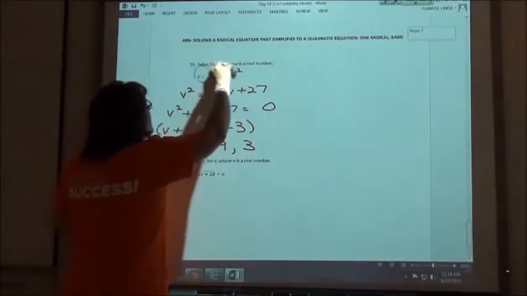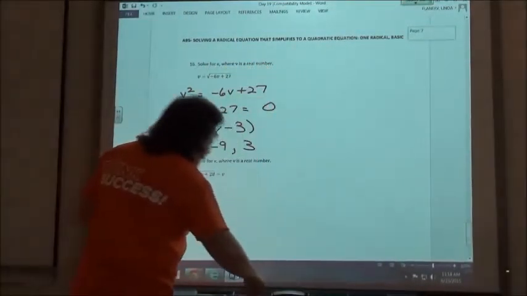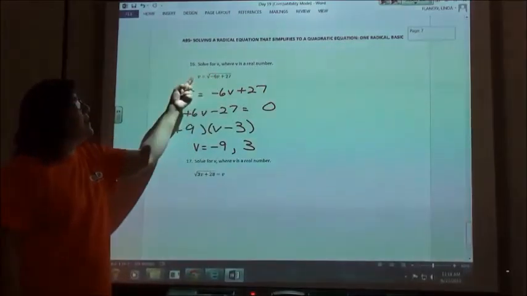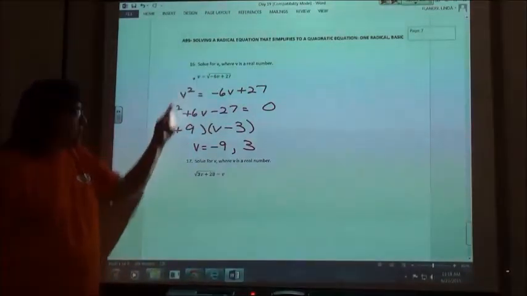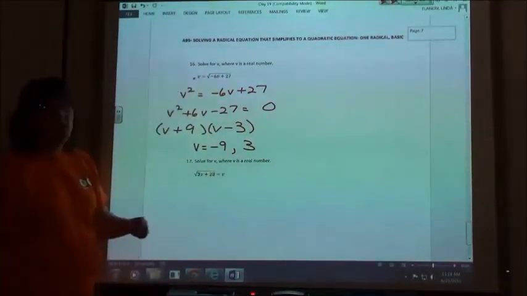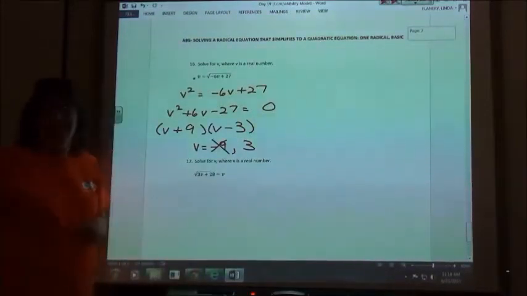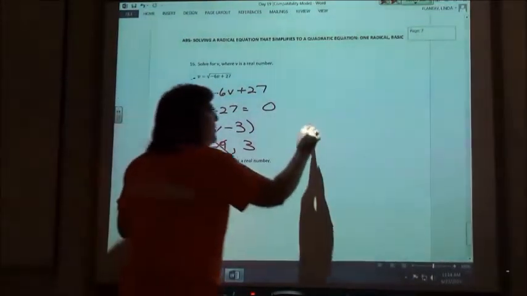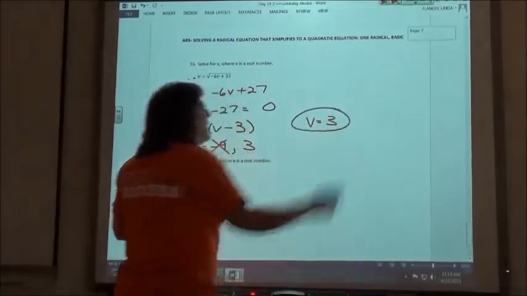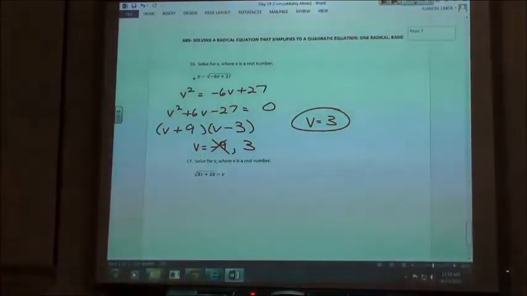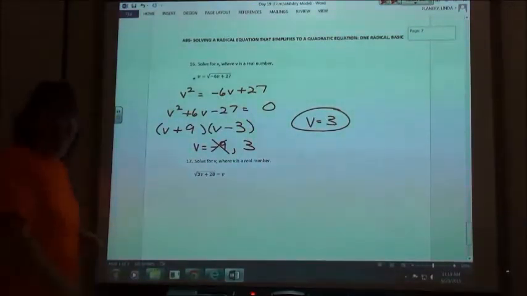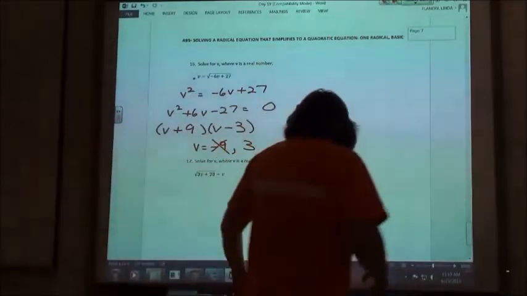Now again, if I look at my original expression, I know that a square root cannot equal a negative number, so I could substitute them in and check them, but I know that the negative is not going to check. So in this one, v is just going to equal 3. Did you want me to check it? You'll trust me?